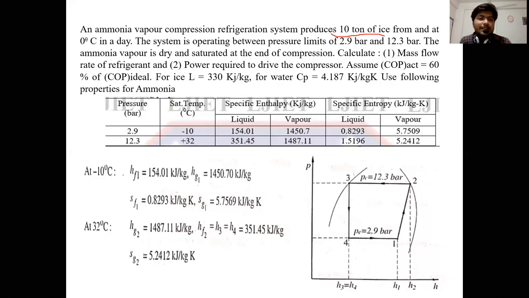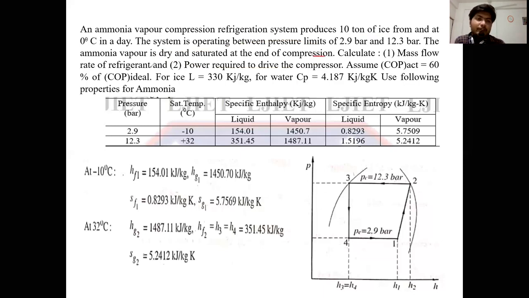The ammonia vapor is dry and saturated at the end of compression. That is the main line of this numerical. The ammonia vapor is dry saturated at the end of compression. End of compression means point number 2. The condition is at point number 2. That means this is case number 1 according to lecture number 9, which I discussed.